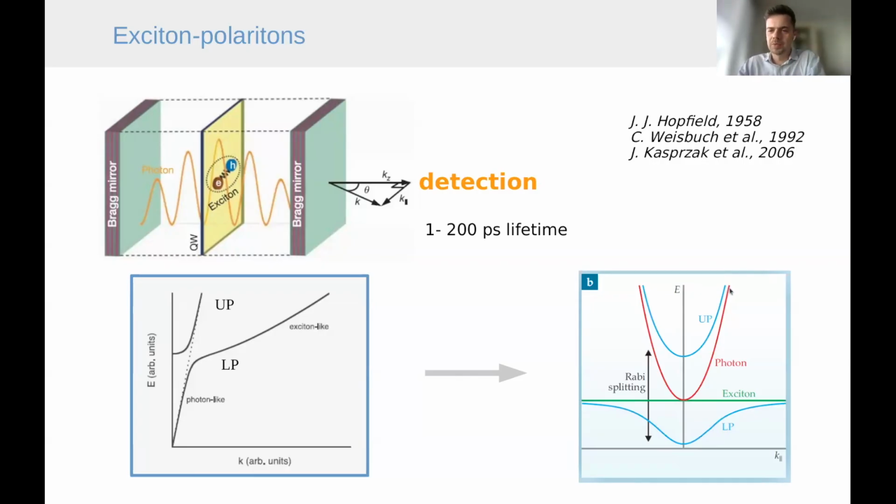Here, the photon dispersion relation is plotted in red. As you can see, it is also massive. And the exciton dispersion relation is green. But here it is plotted as almost flat. Why? Because the exciton mass is orders of magnitude higher than the mass resulting from such a confinement in a cavity.